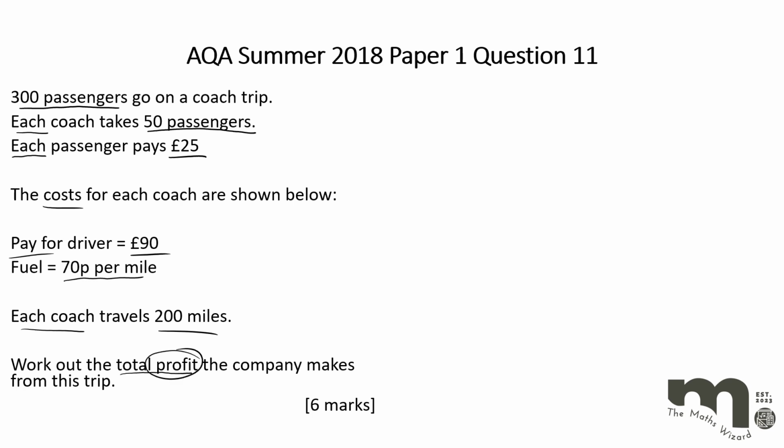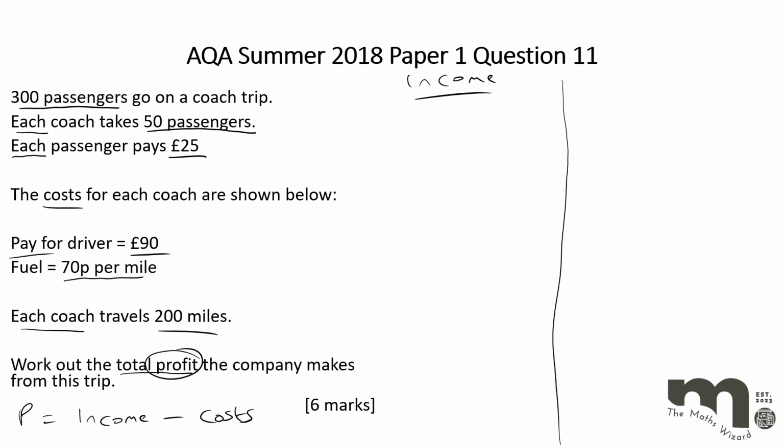So a little bit of a tip for you with profit. Profit is always your income minus your costs. So you need to know those two things. What I would suggest you do is maybe split your page in two into income and costs. Okay, so if you pause your video and have a go, and then I'll talk through it.